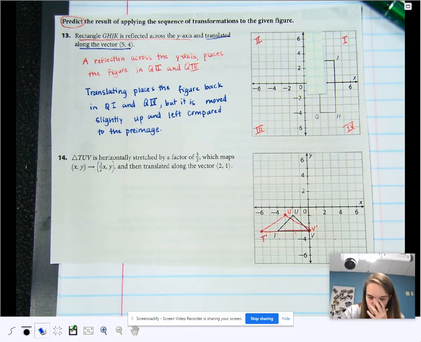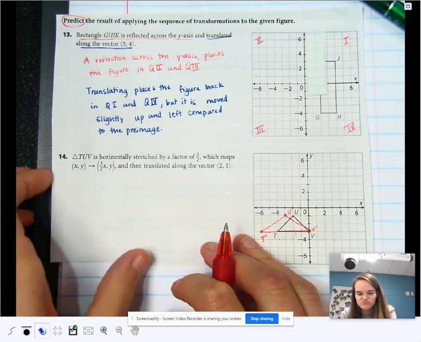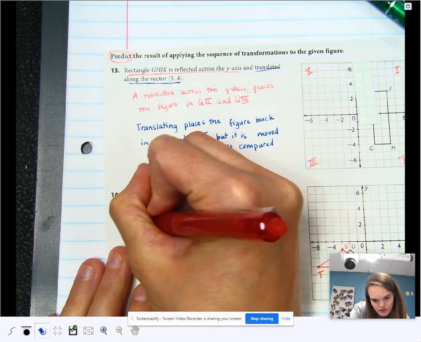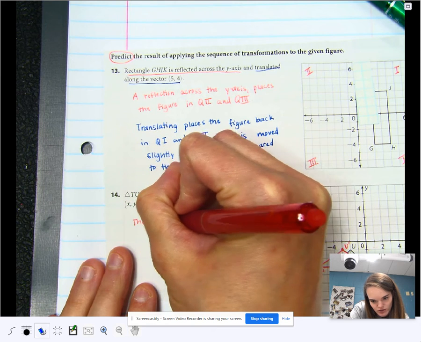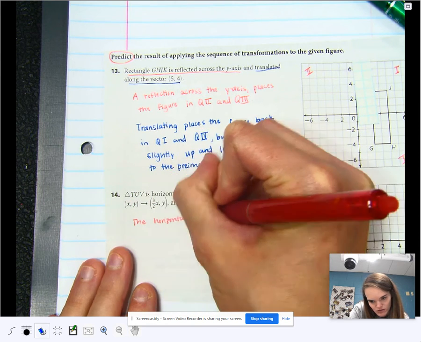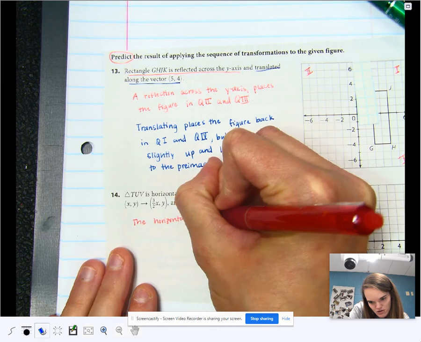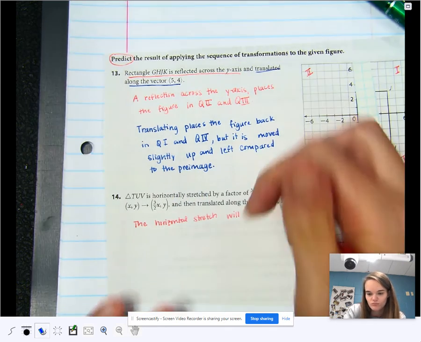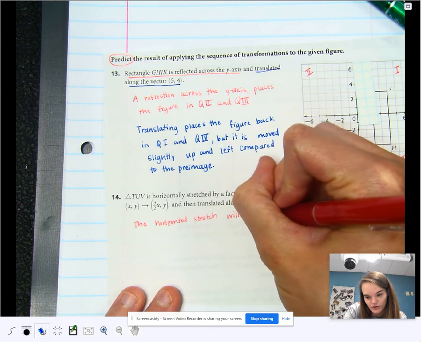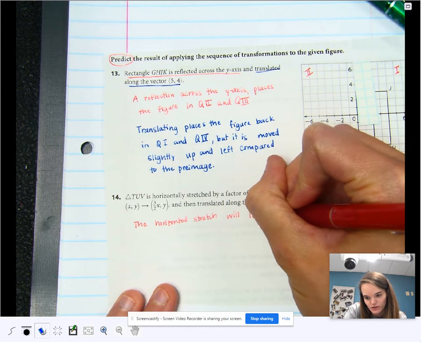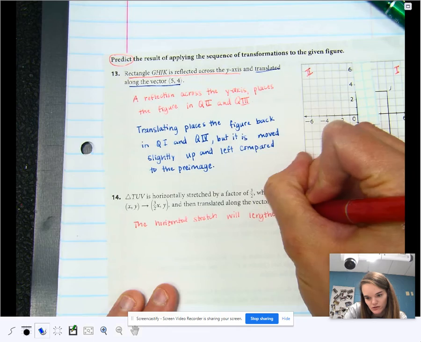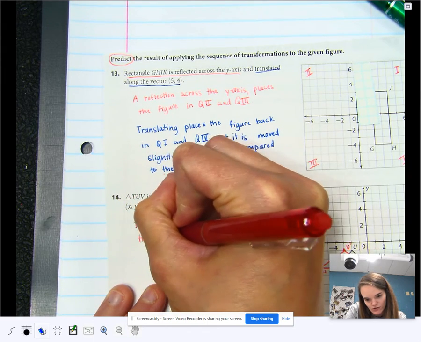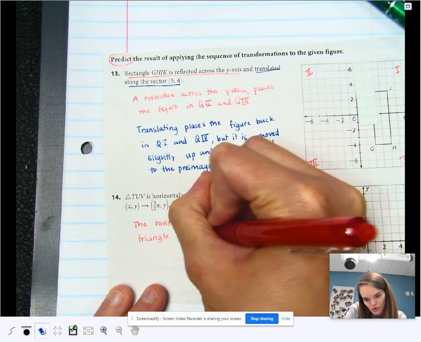Okay, well then, let's just write our prediction. The horizontal stretch will lengthen the triangle. That's all it's going to do. It will stay in quadrant 3.